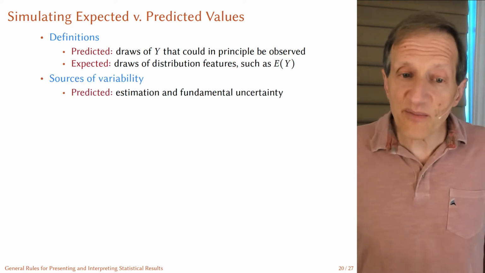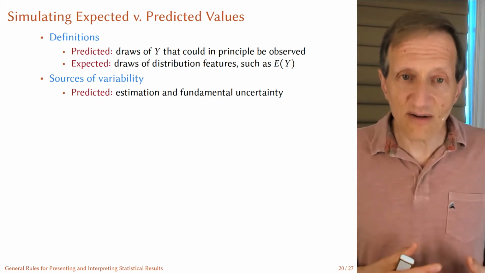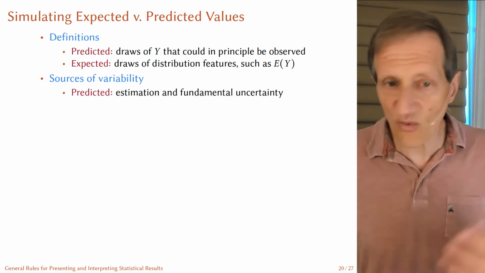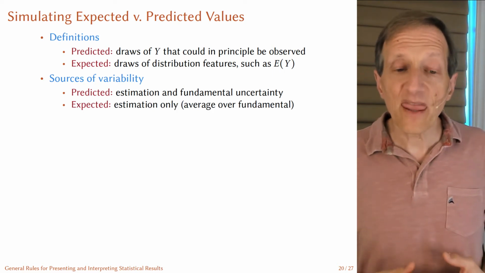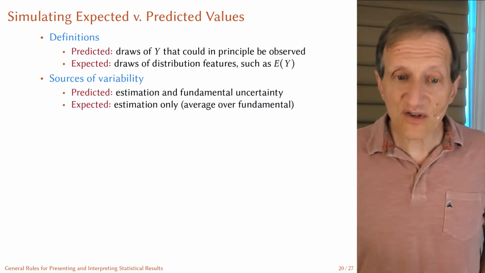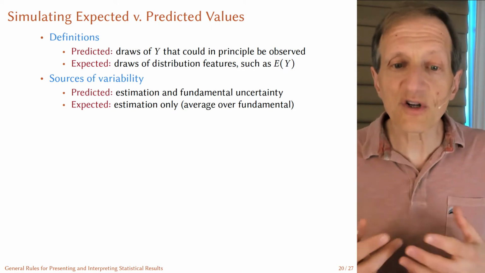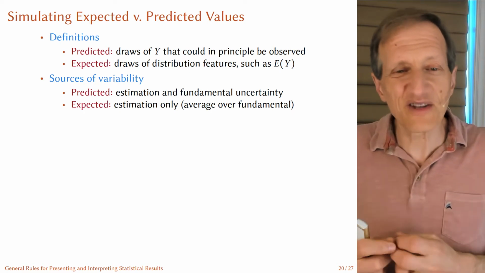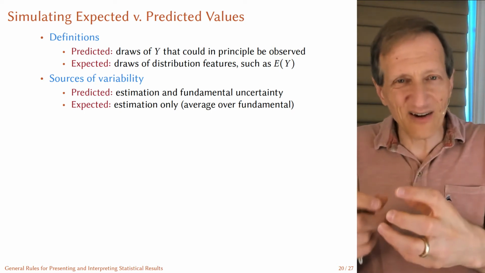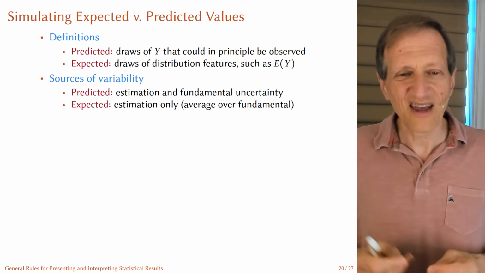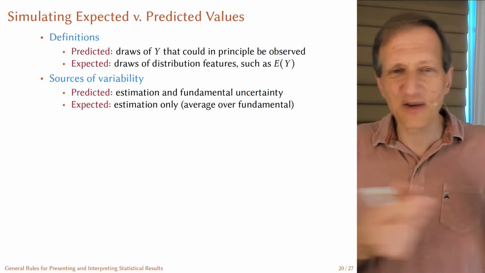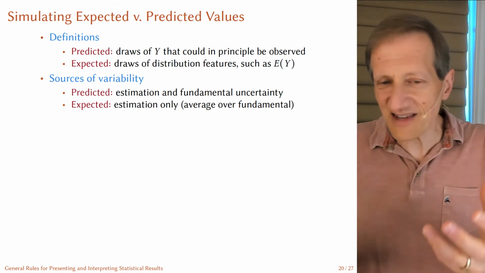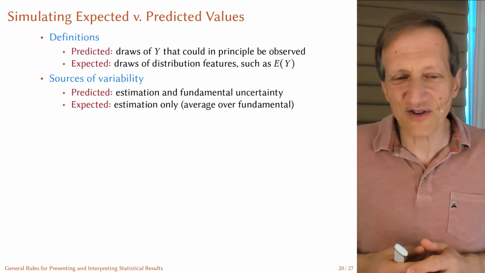The sources of variability in predicted outcomes should always be estimation and fundamental uncertainty, including simulation the way I just described. In expected values, the only source of uncertainty is estimation uncertainty, because they came first in the whole algorithm. Alpha and beta, when I showed you the two equations again, that's the first step of simulating y. So if you're only interested in that step, you just have that step. The only uncertainty is the estimation uncertainty.